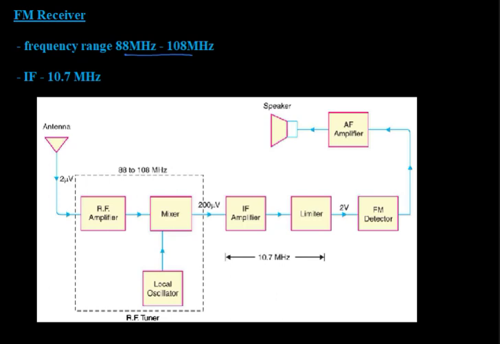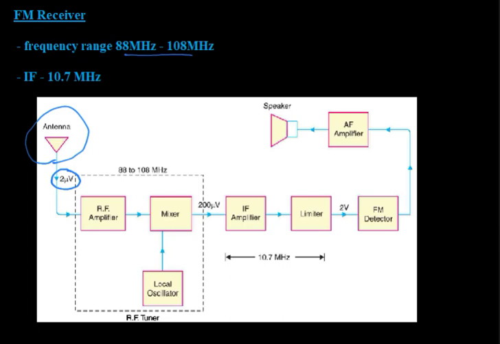So this figure shows the block diagram of an FM receiver. Here you can see the antenna or the aerial of the FM receiver. It receives the frequency modulated waves which intercept the antenna. Usually these received signals have very low amplitude, of the order of 2 microvolt. Here we are taking it as 2 microvolt. Usually it is very low.